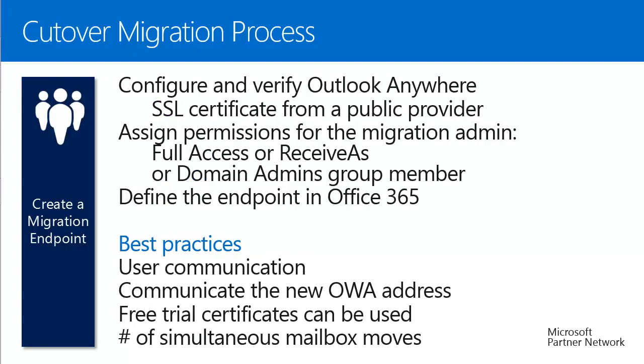As the cutover migration process is using RPC over HTTPS, also called Outlook Anywhere, you need to install and use a public SSL certificate, which comes from a trusted public provider. If you don't have one yet, you may use a free trial certificate from a public provider, because this should be enough for this migration. And actually, after the migration, you don't need your on-premises Exchange server anymore, so you don't need your on-premises SSL certificate. You can simply drop it.